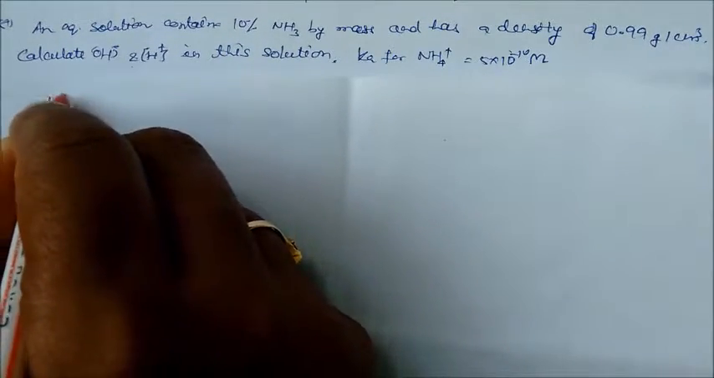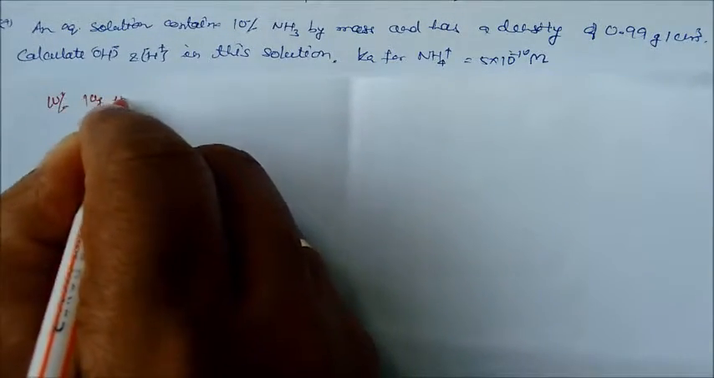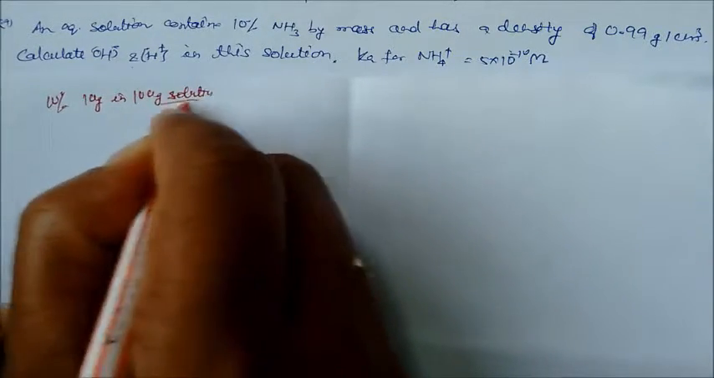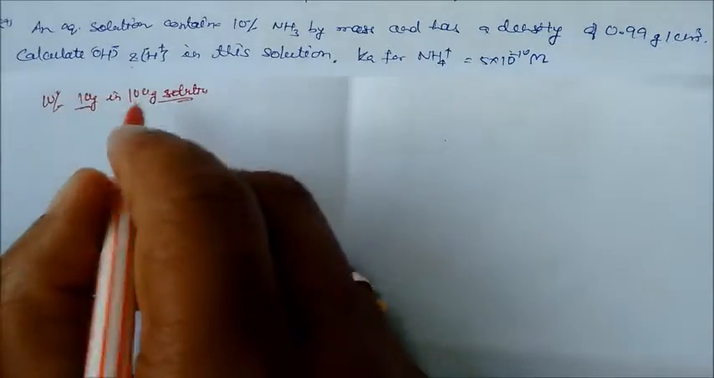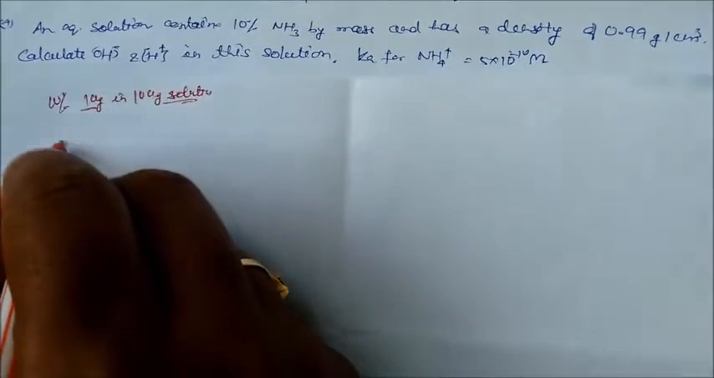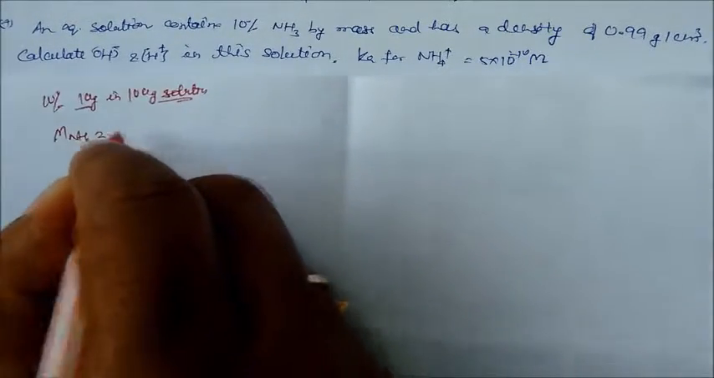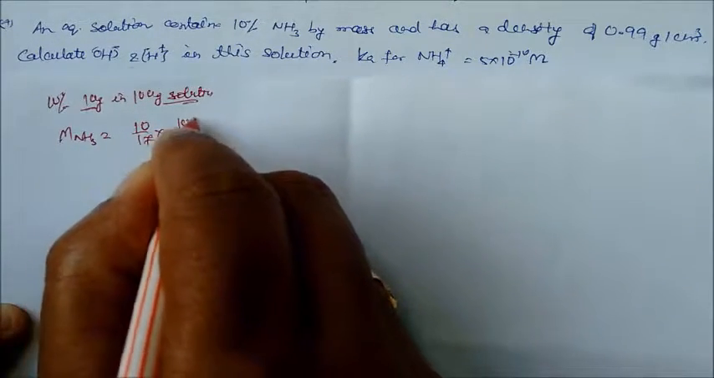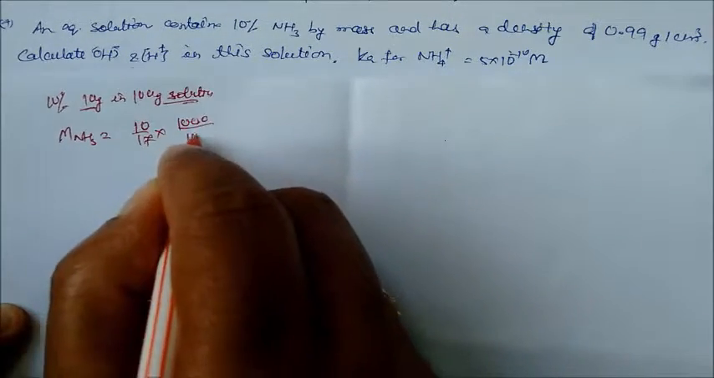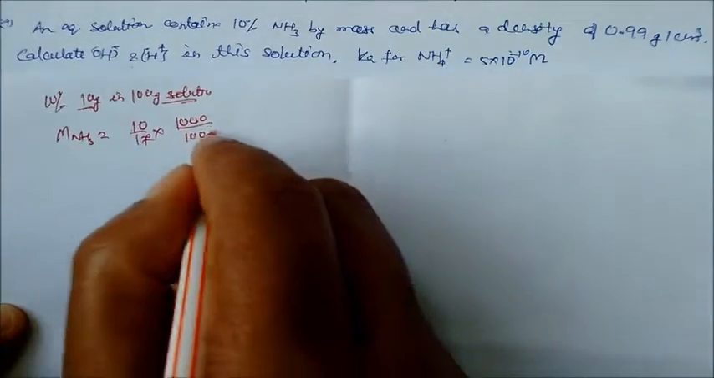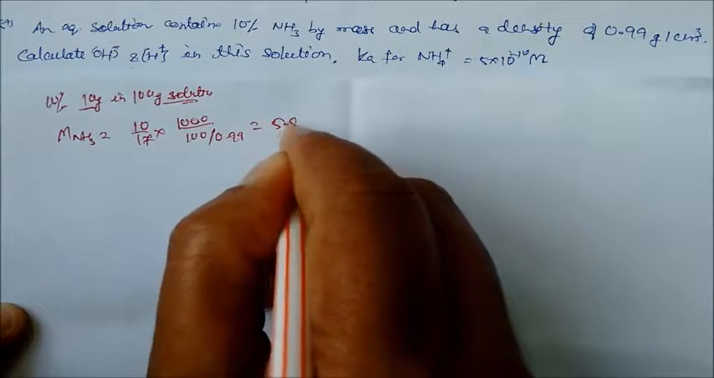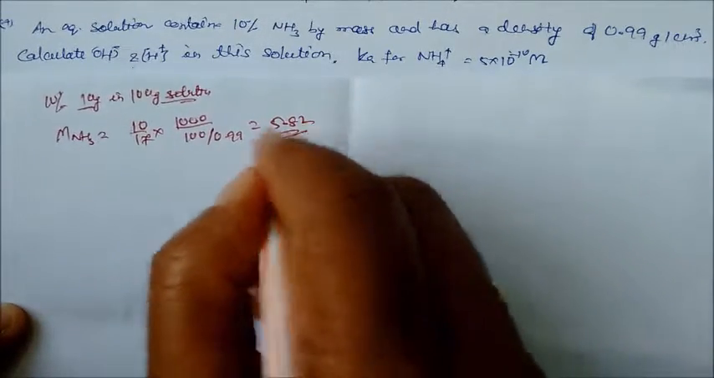The 10% means 10 gram in 100 gram of solution. This is the mass of the solution, and the weight of the ammonia is also given, 10 grams. So what is the molarity of ammonia? We can find it as 10 upon 17 into 1000 and 100, divided by density. The density is also given here, 0.99. If you solve it, this will come around 5.82.